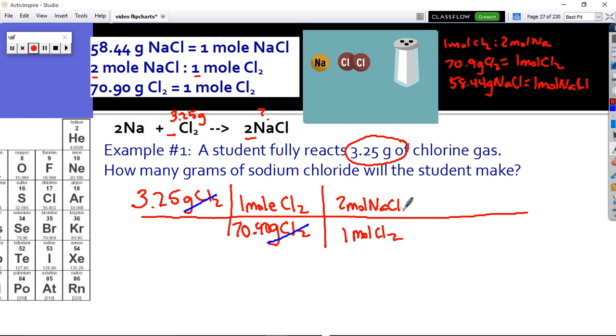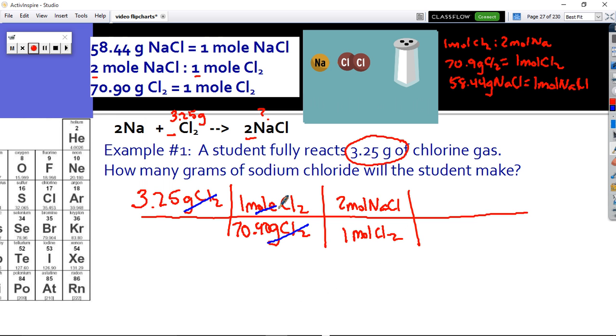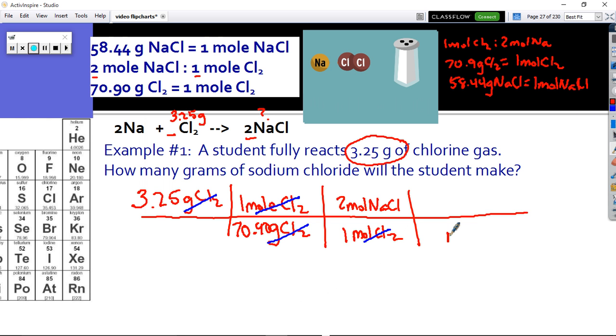Now I want to stop and see, do I have any units that can cancel? And the answer is yes. Moles of chlorine and moles of chlorine cancel, which means my answer, if I stopped right now, would be moles of sodium chloride. Is that what I want unit-wise? Well, it's closer. I want grams of sodium chloride. So the sodium chloride part is good, but the grams is what I need. Since I'm not done, I'm going to have to get rid of this unit and bring it down to the next square. So moles, sodium chloride.